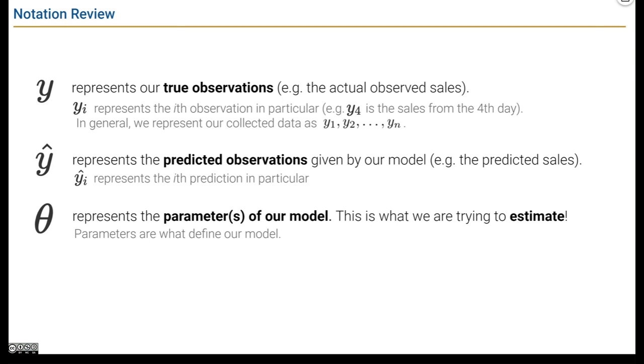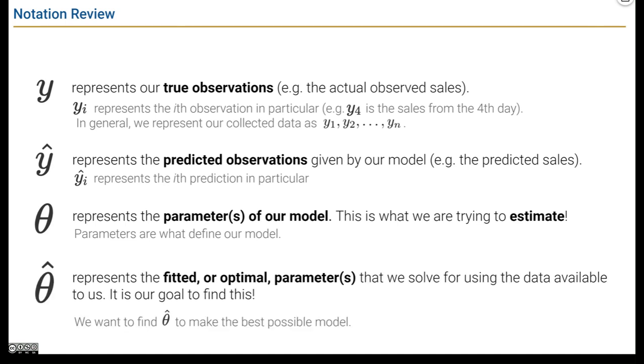Theta is representing the parameters of our model. We get to choose what we want our model to look like, but theta are the values we're trying to estimate. Theta hat represents the fitted or optimal parameters that we solve for once we have chosen our loss function and we minimize the loss. We will be using this notation going forward, so feel free to revisit this as needed as you get used to all of these new terms.